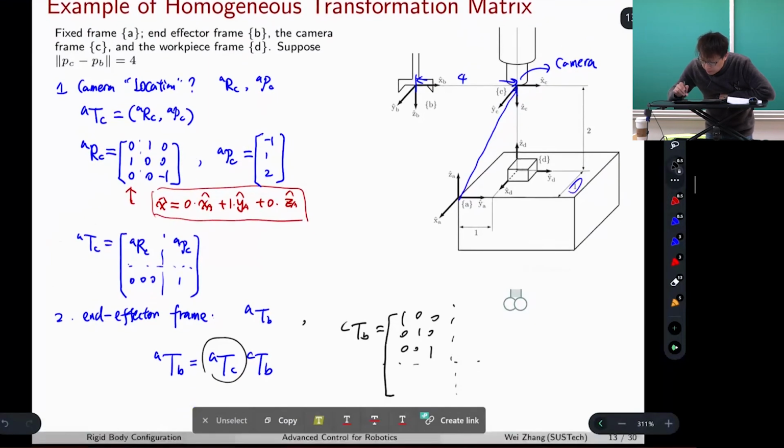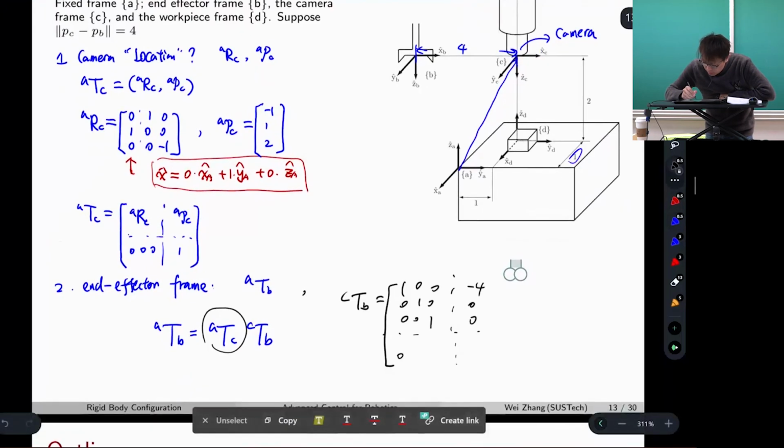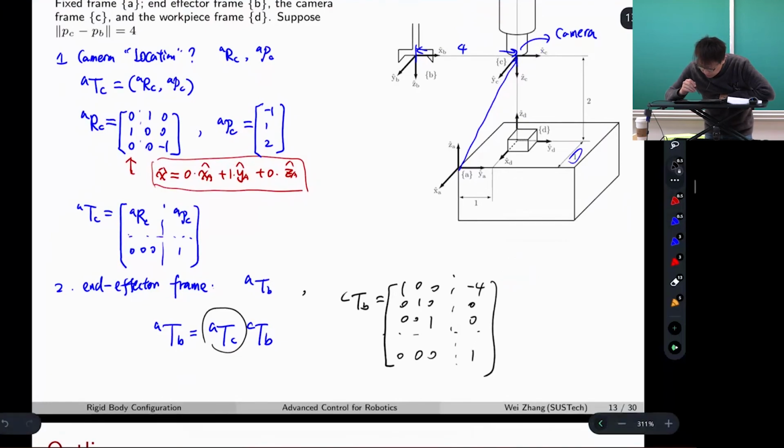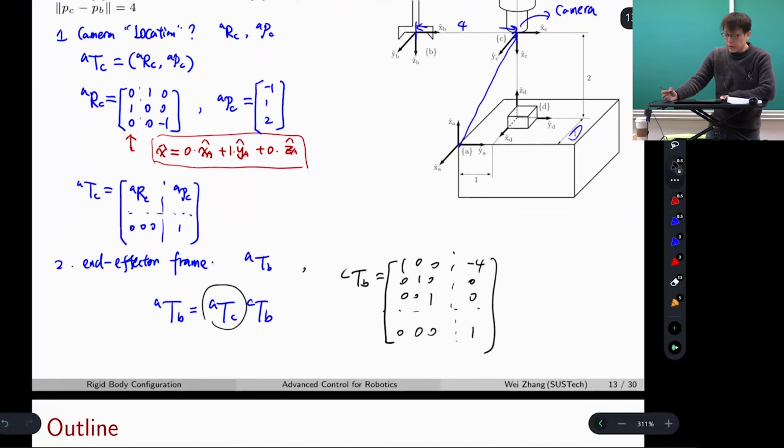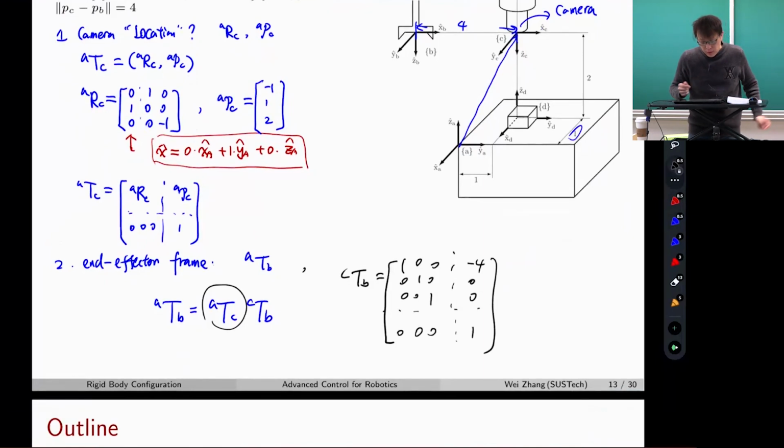And what about the PB in C? The x coordinate is -4. The others are the same. So that's 0, 0, 0, 1. That's my matrix. These two multiplied together give you TBA. You can also find TBA directly by definition, but I'm just telling you, you can do it this way as well.